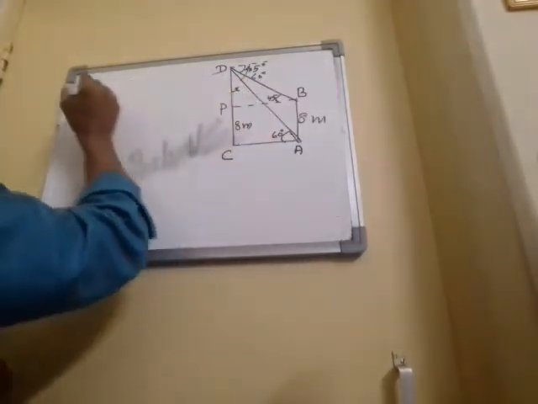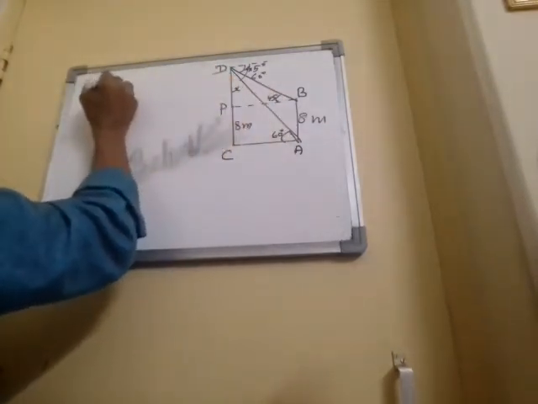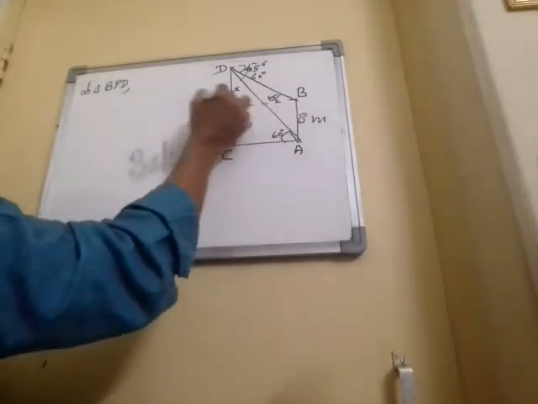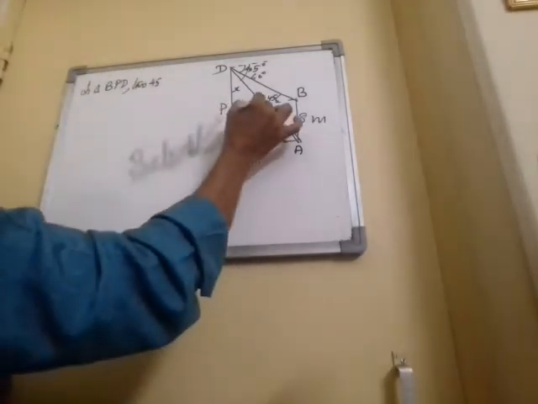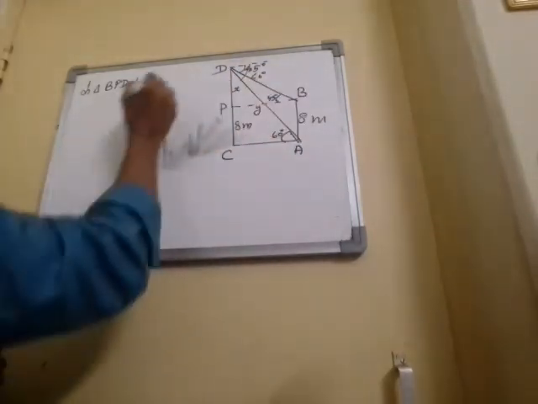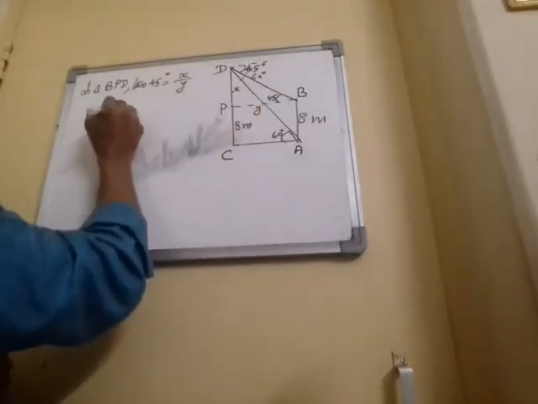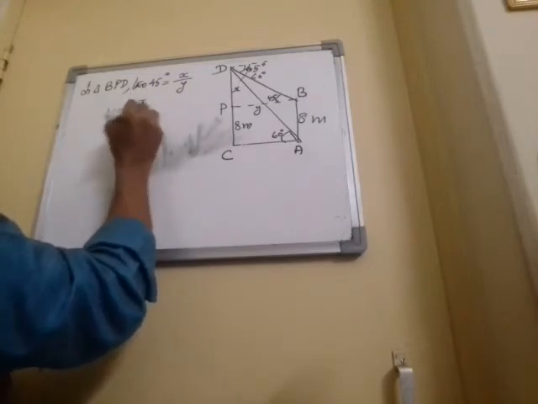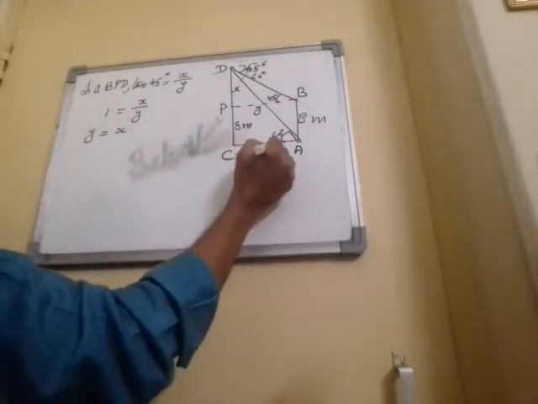Now consider the triangle BPD. In triangle BPD, tan 45 equal to DP by PB. So X by Y, perpendicular by base, and tan 45 is 1 equal to X by Y. So Y equal to X, cross multiplication. So here it is Y, that is X.